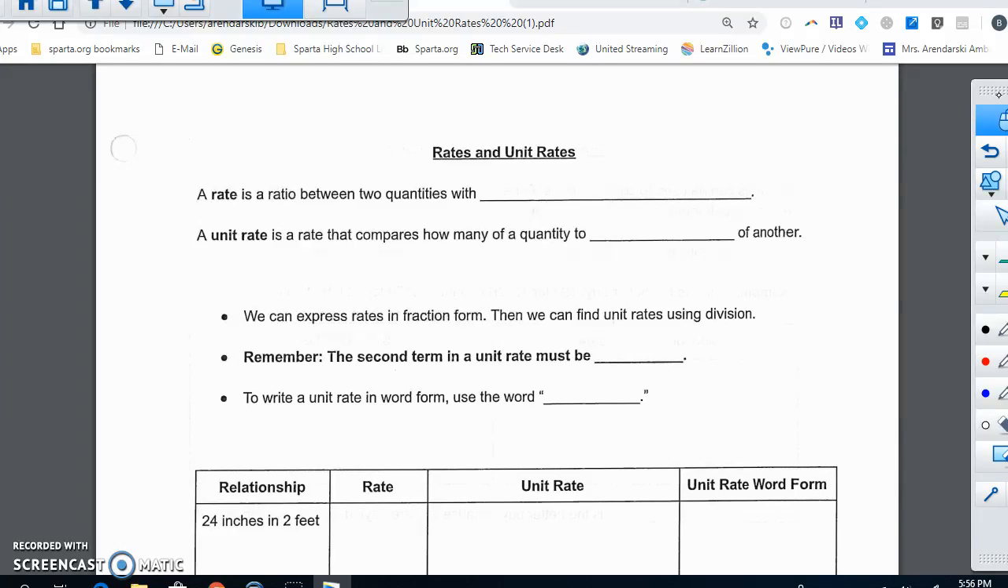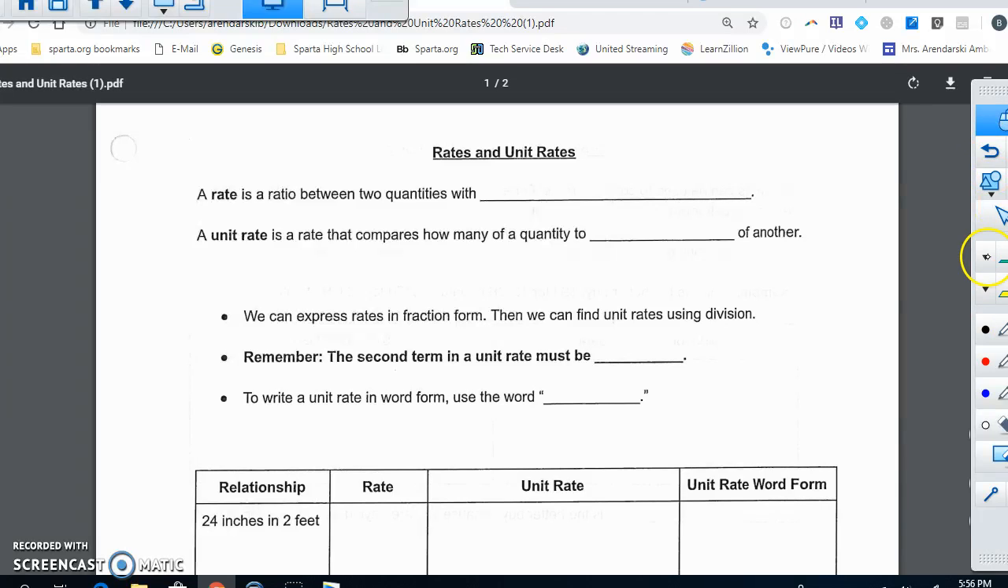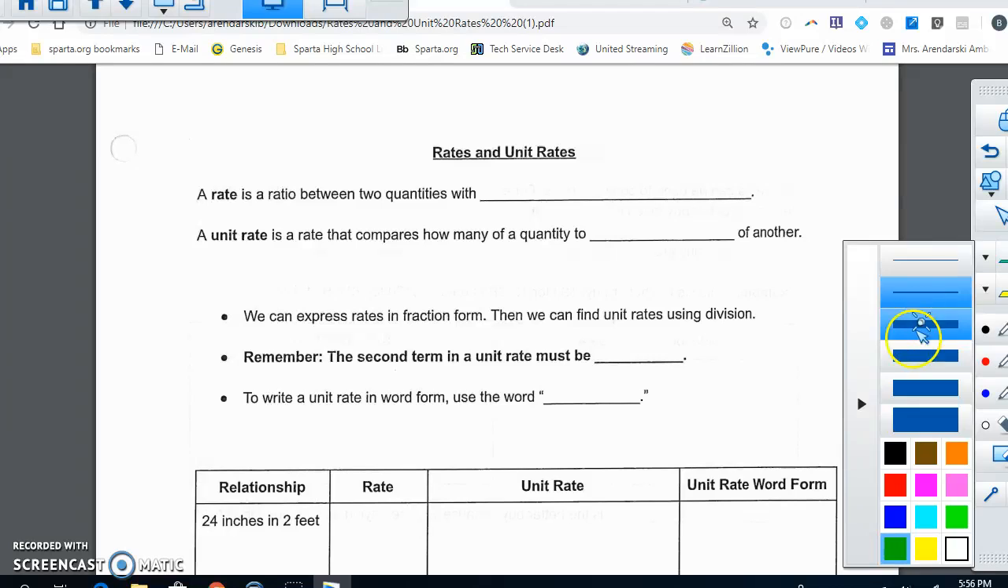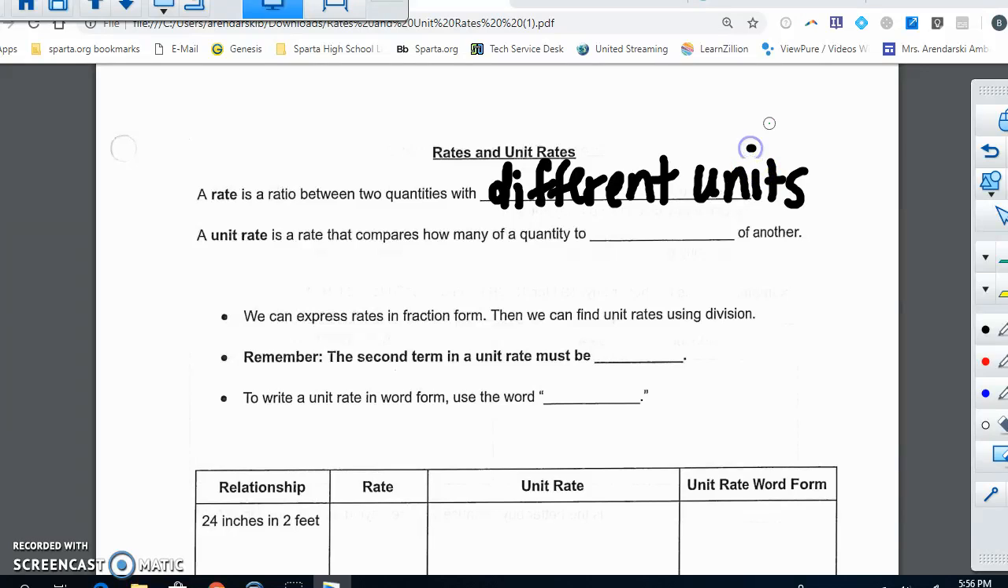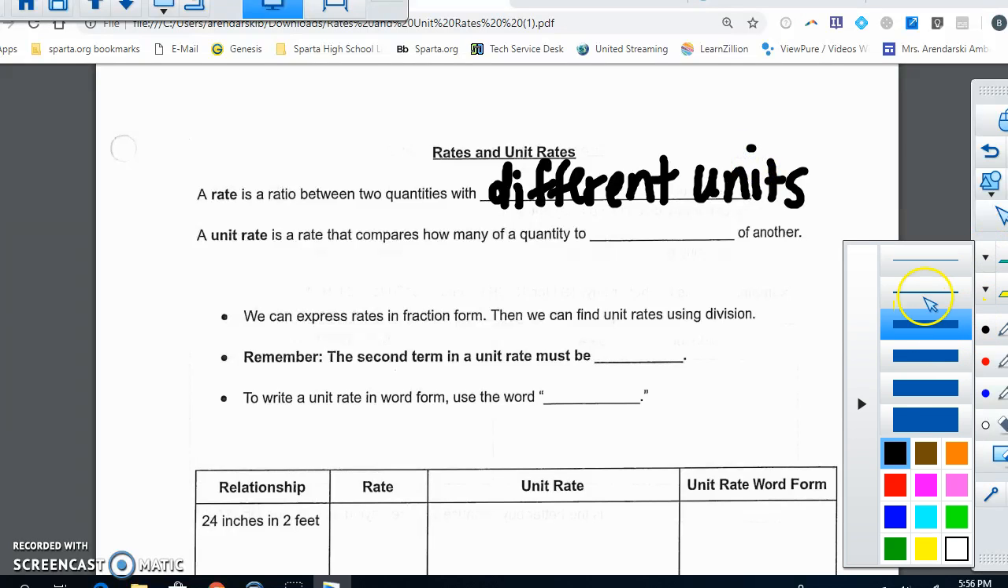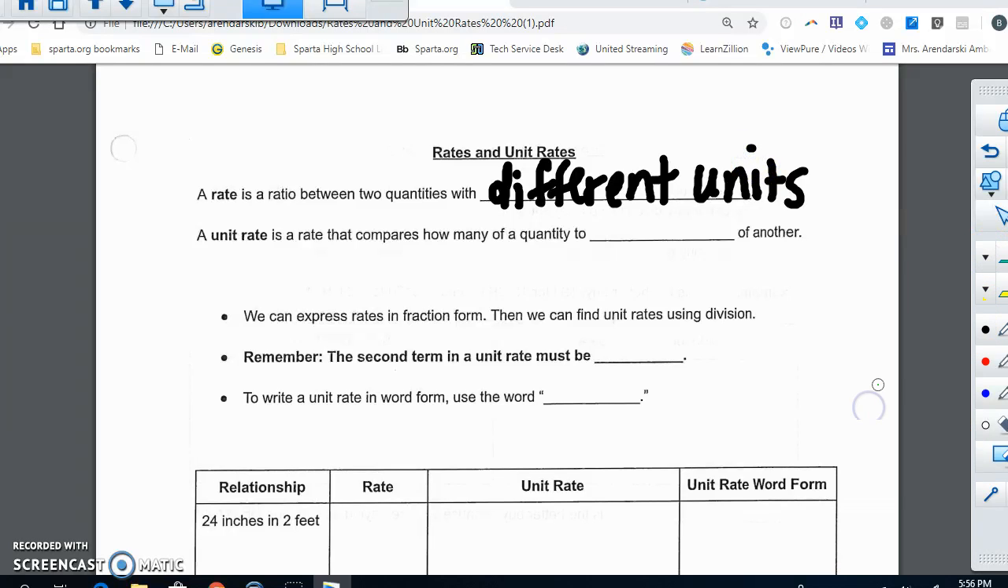A rate is a ratio between two quantities with different units. Okay, a unit rate is a rate that compares how many of a quantity to one of another.